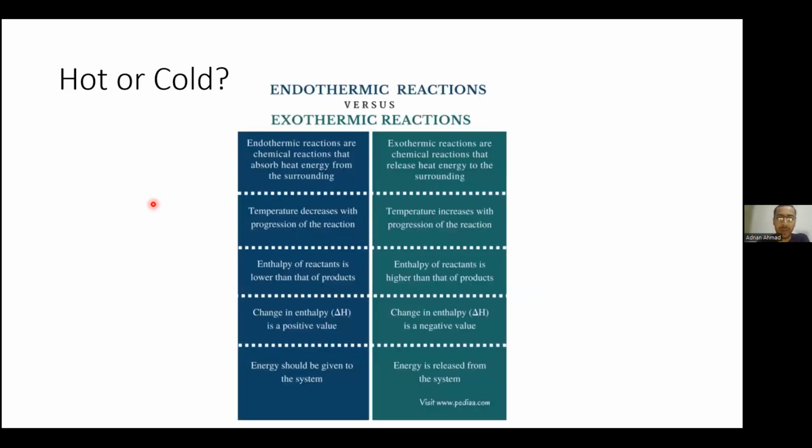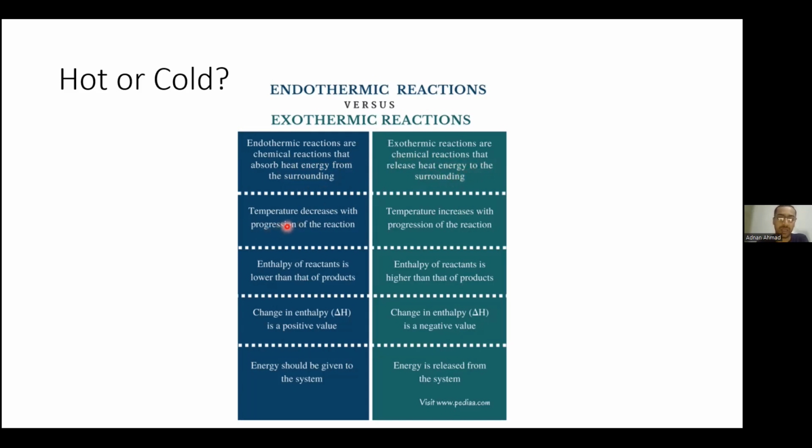So we have a comparison here, endothermic reactions versus exothermic reactions. Sometimes you will see a question on your exam that says differentiate between endothermic and exothermic reactions. You will have to write 4 or 5 points, and the total marks of the question can be 5. The first difference is that endothermic reactions are chemical reactions that absorb heat energy from the surroundings, and exothermic reactions are chemical reactions that release heat to the surroundings.